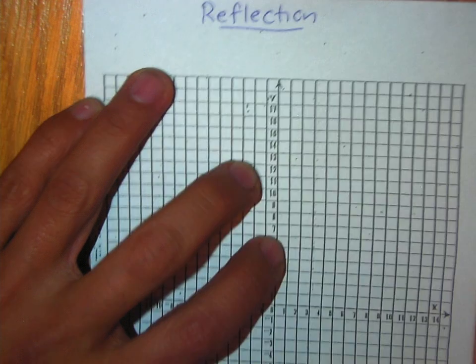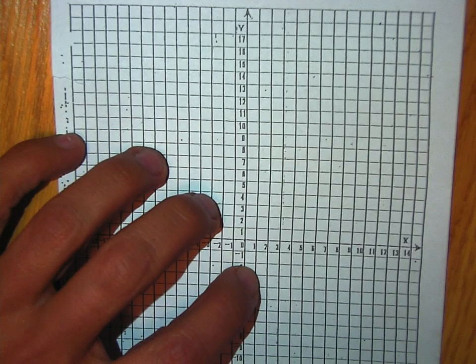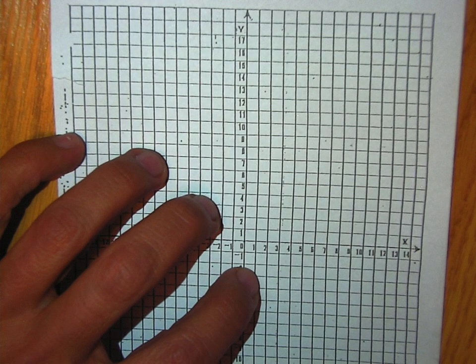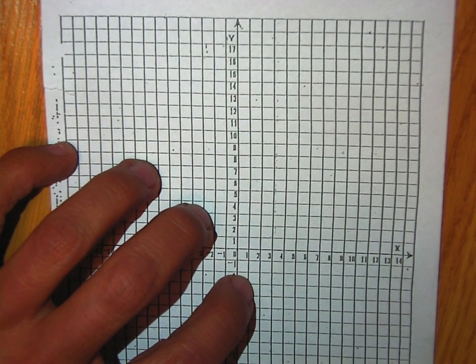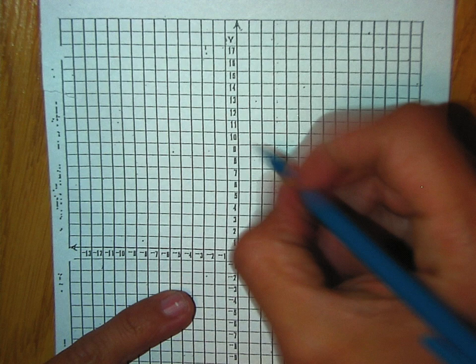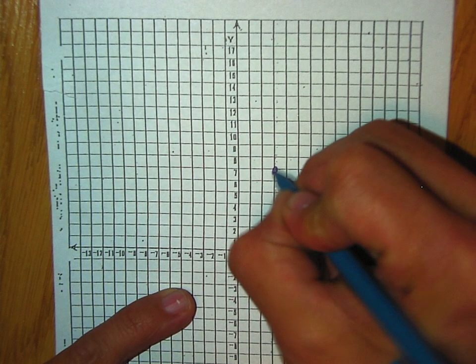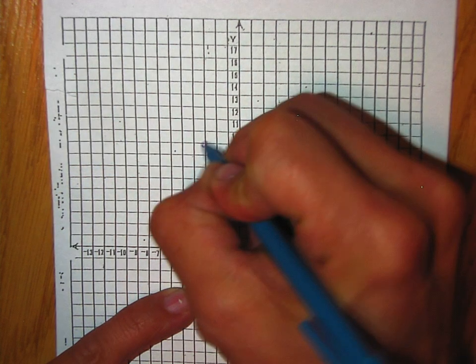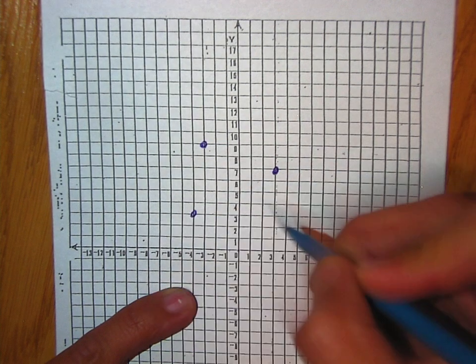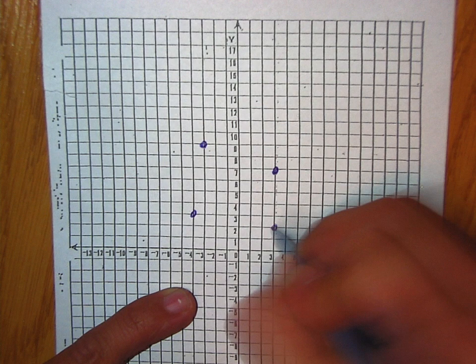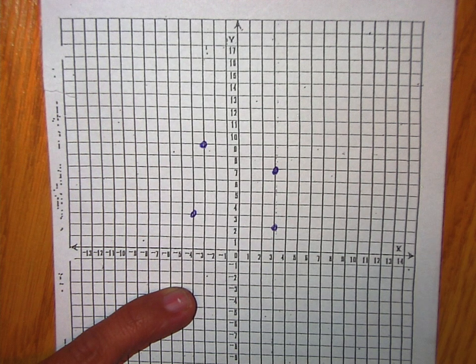Reflection. All right, here we go. We're going to pick some points, some XY coordinates. Just random. Right here. Right here. How about right here? Yeah, that one. All right, what else are we going to do? Here we go.